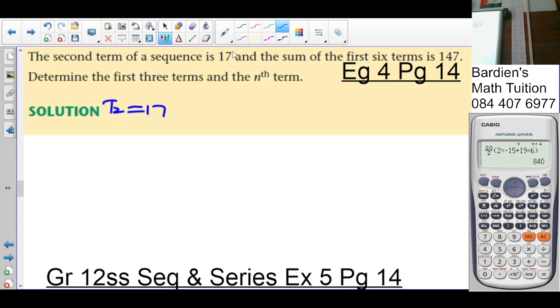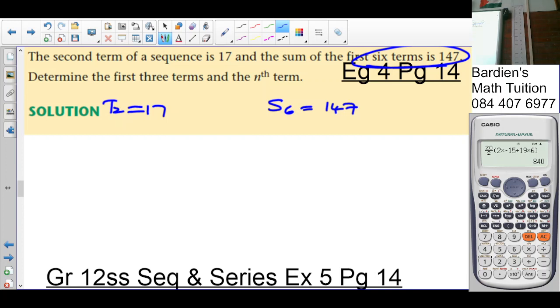Okay, so it's arithmetic, and the sum of the first 6 terms. S6 is equal to 147. Determine the first 3 terms and the nth term. In other words, I must calculate a and I must calculate d. I must calculate your first term and my common difference. Alright, you guys understand?